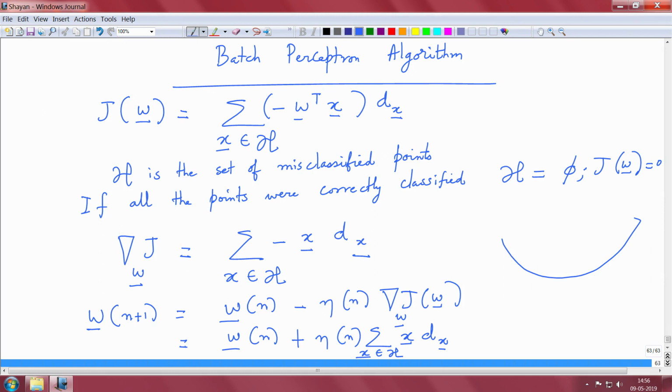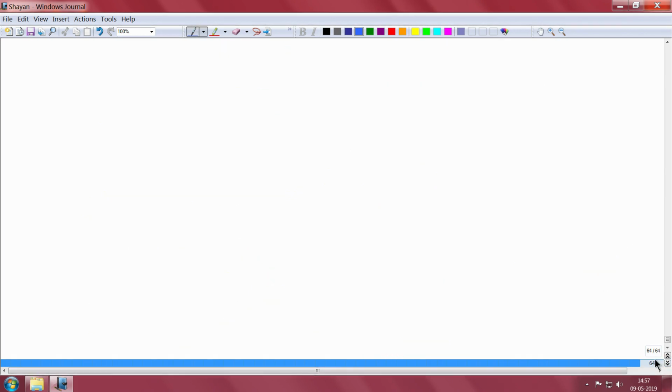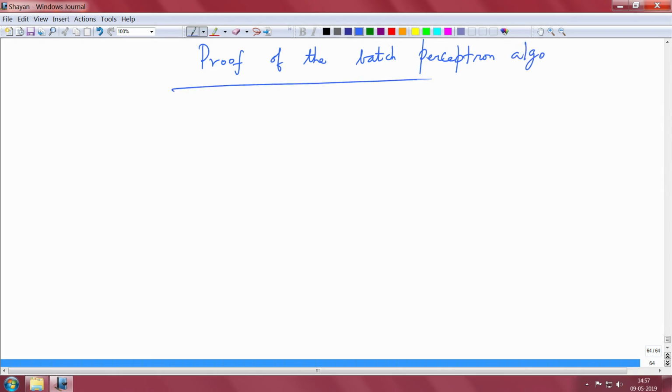So, the idea is pretty straightforward, and if we have digested the proof of convergence of the perceptron algorithm, it follows very similar to the proof of the convergence of the perceptron algorithm that we derived, and we will revisit it for the purposes of completeness. So, let us start with the proof of the batch perceptron algorithm.